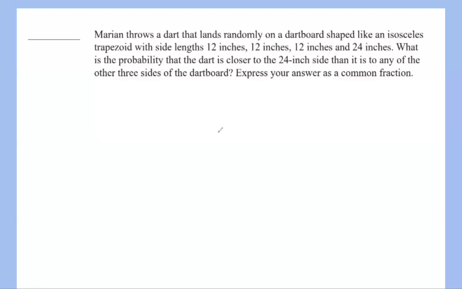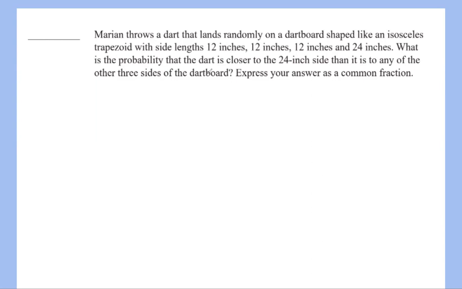Okay, everyone. So we have another probability problem. This was involved with geometry as well. So we have a dartboard shaped like an isosceles trapezoid, and we are trying to find the probability that the dart is closer to the 24 inches side than the other three sides.